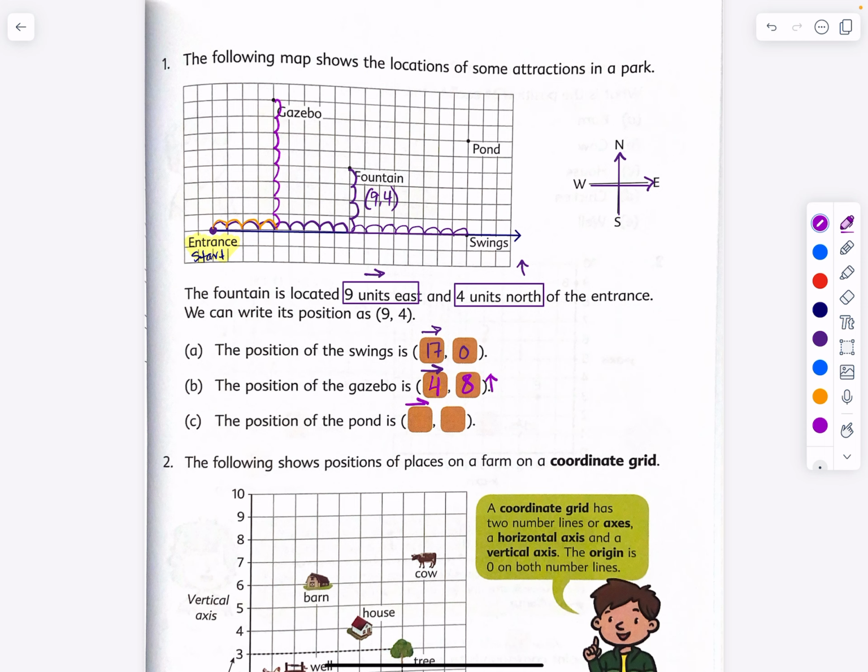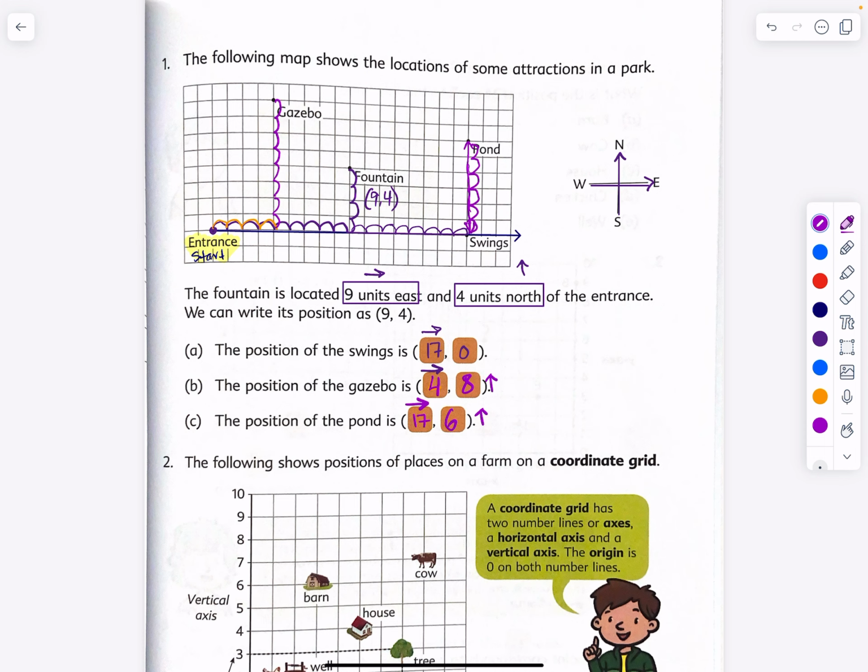Finally, the position of the pond. Remember, the first number tells us how many steps to the right we have to make. And pond and swings are on the same level, right? You see, pond and swings are located on the same level in the park, kind of across from each other. So if we walk 17 steps to the swing, it's the same number of steps for the pond, but how many steps do we travel up? Let's count. 1, 2, 3, 4, 5, 6, and 6 steps up.